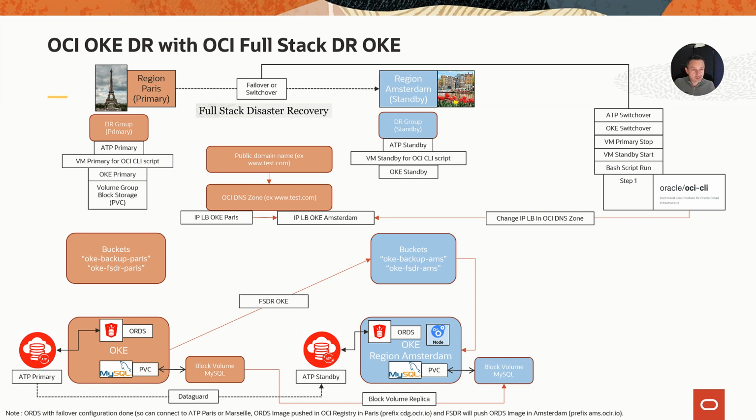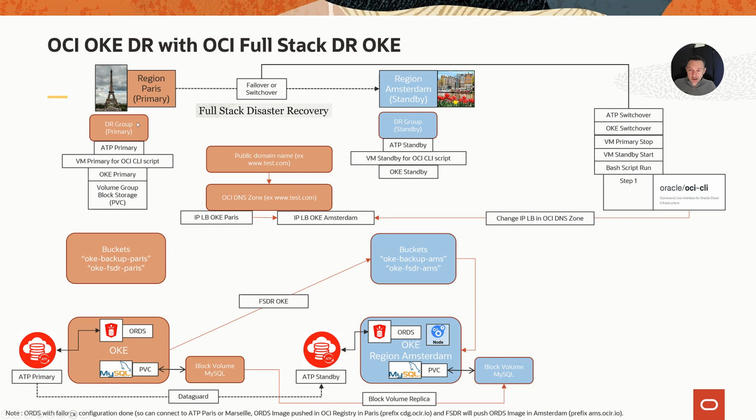So it's different if we compare that to a product like Velero. With Velero, the PVCs are exported into a bucket, and then this bucket can be replicated to another bucket in another region, and Velero will use the data in the bucket in order to restore the PVC. It's not like that with full stack DR, because we are using a native feature of OCI that is able to replicate the block volume, so the PVC in OKE, from region 1 to region 2. Okay?